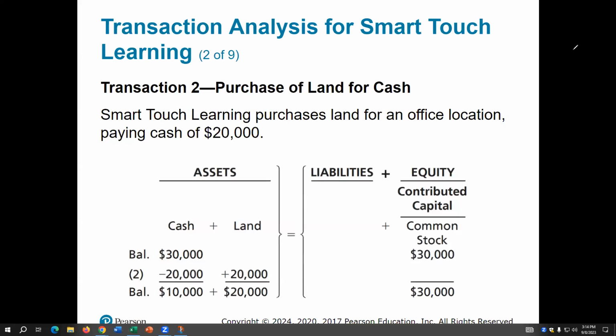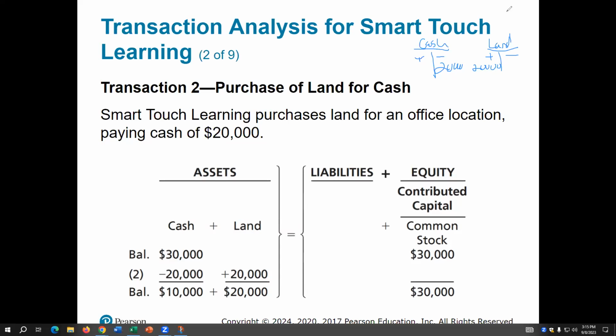So from a financial statement standpoint, or from a T account standpoint, we've got cash and we've got land. They both increase with a debit and they both decrease with a credit. So if we are paying out cash, that decreases our cash, right? So that would be 20,000 here. And then we increased our land by what we paid for the land. So we have a debit of $20,000 to the land account, and we have a credit to the cash account for $20,000. Right. Is that making sense?